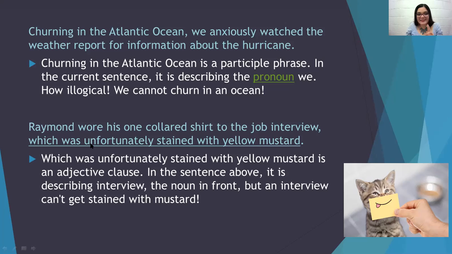Here you have a second example. Raymond wore his one-colored shirt to the job interview, which was unfortunately stained with yellow mustard. This clause that is underlined here, which was unfortunately stained with yellow mustard, is an adjective clause. In the sentence above, it is describing the word interview, not the shirt, right? The noun in front, but an interview can't get stained with mustard. So it's illogical. What happens then is that it is too far from the word it is modifying.